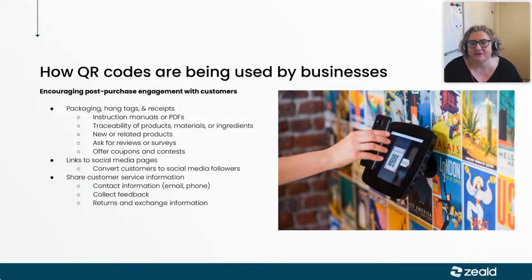Ask for reviews or surveys. One that recently happened was I got a QR code on the receipt asking me to go and give a review, and after giving the review, I was given a bit of a promotion or an offer. Offers, coupons and contests are all good things that you can add to your packaging, your hang tags and your receipts.